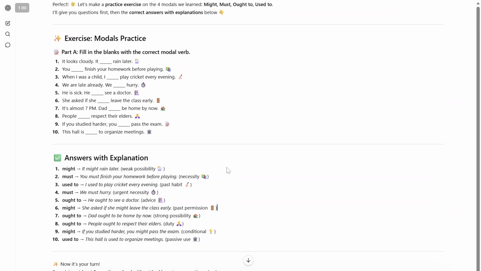Perfect! Let's make a practice exercise on the 4 modals we learned: might, must, ought to, used to. I'll give you questions first, then the correct answers with explanations below. Exercise, modals practice. Part A, fill in the blanks with the correct modal verb.